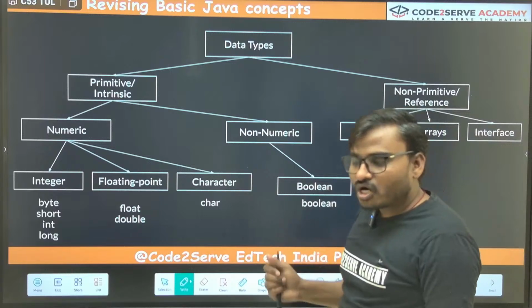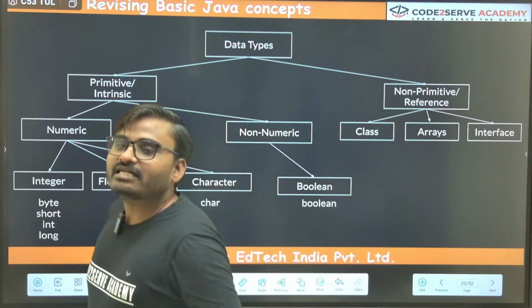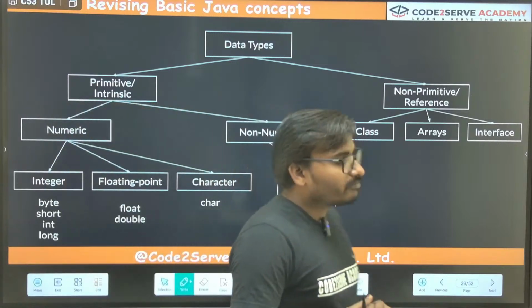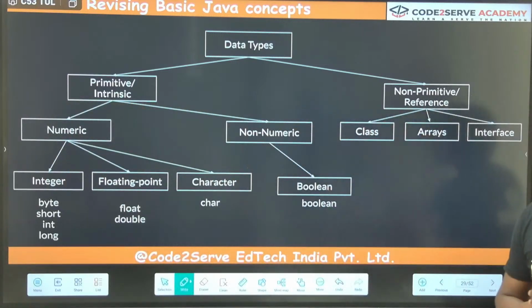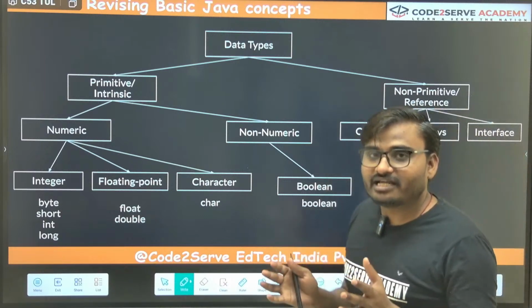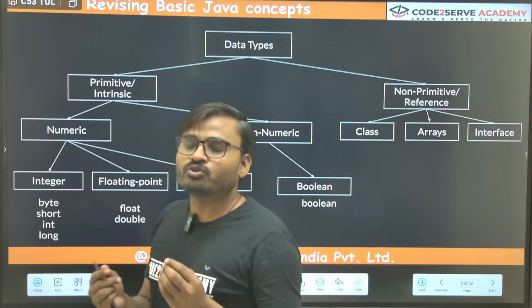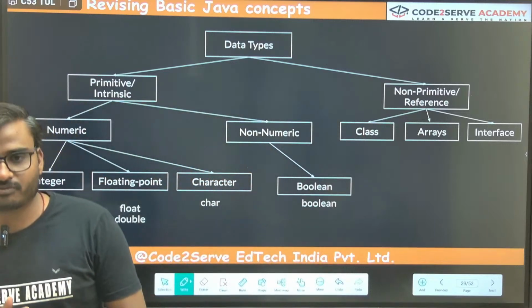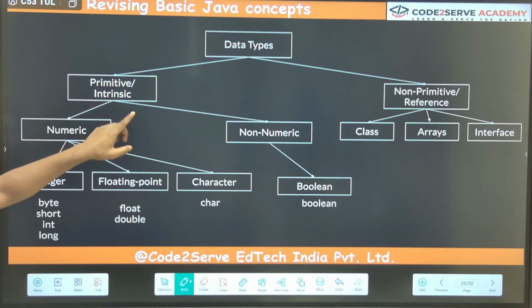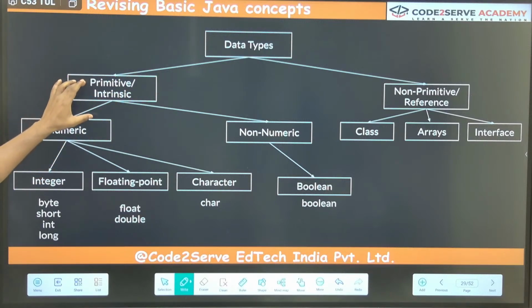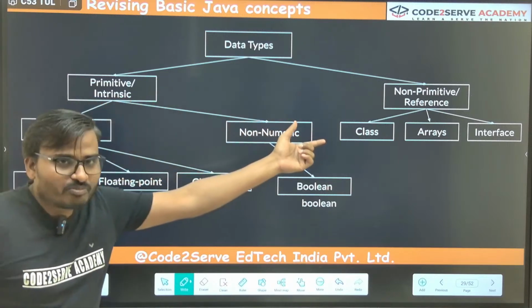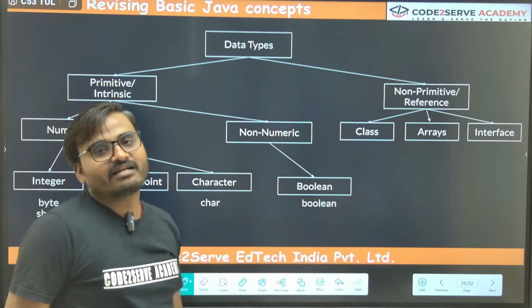This is the last topic that we are going to cover, that is data type. This is very important. Okay. So what is data type? Data type is a container. Data types are different types of containers to store different types of values. So if you see the data types here, we have two types of data type. One is primitive, which we can also call intrinsic. Non-primitive is the second type of data type.